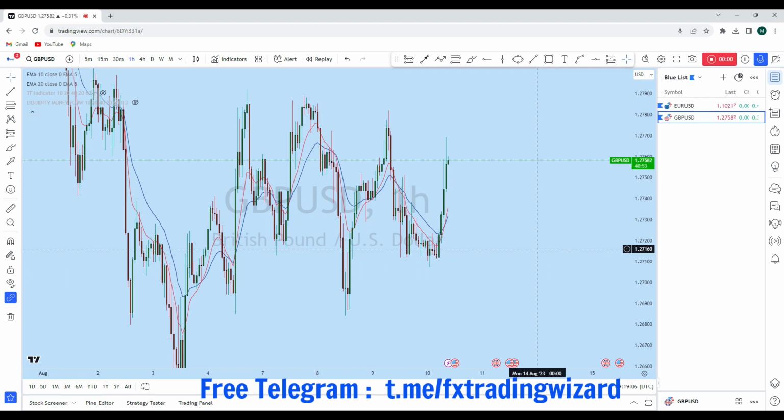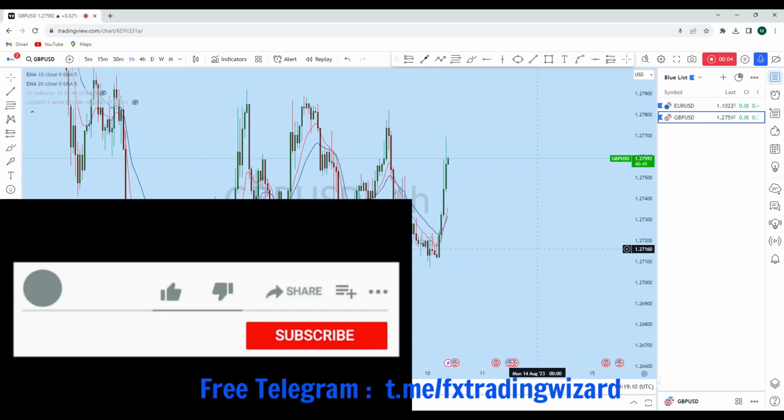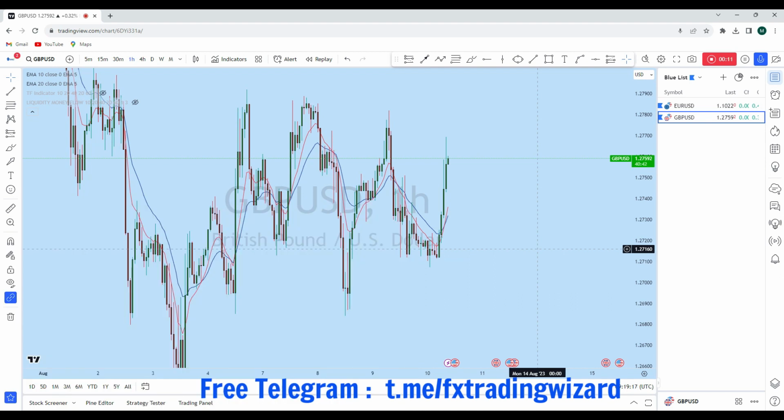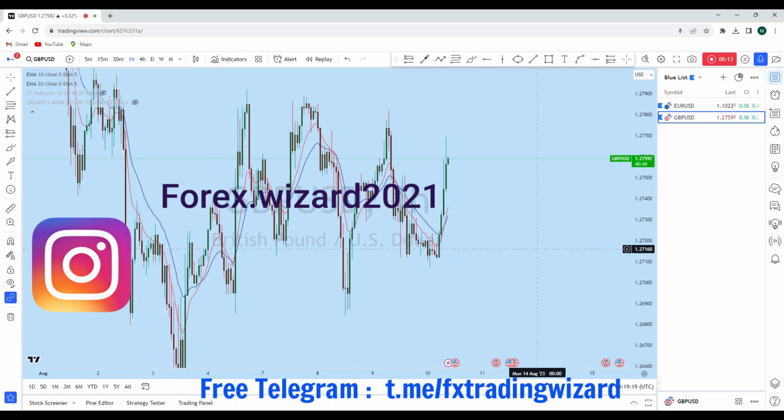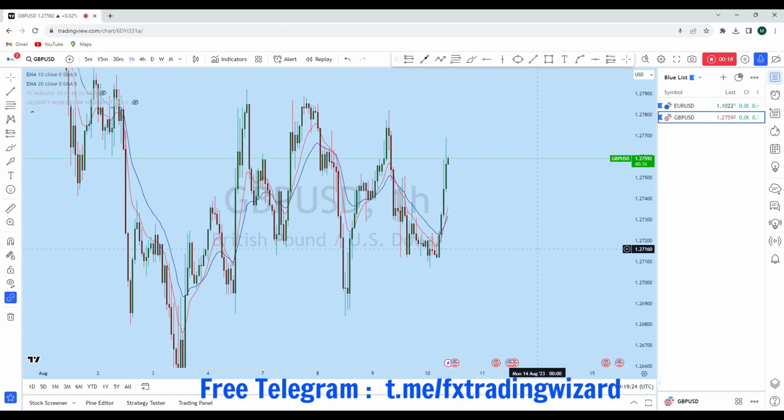Hello trader, I'm going to do a complete multi-time frame analysis on GBP USD and Euro dollar. Let's see what kind of trading opportunity we currently have in both of these instruments. As you can see from the lower time frame, GBP USD and Euro dollar are currently showing significant trading opportunity.